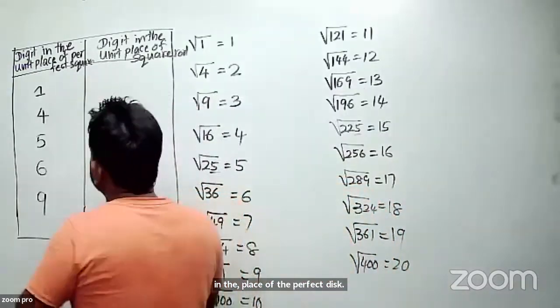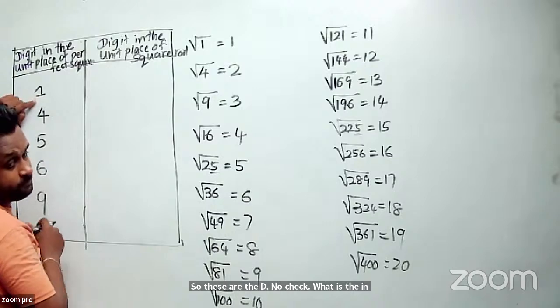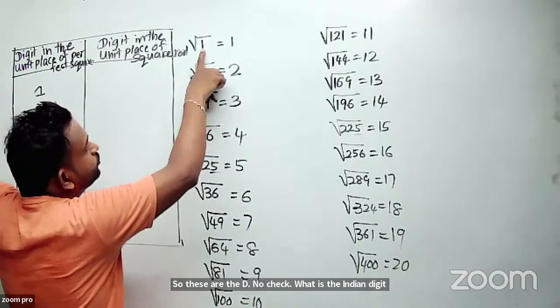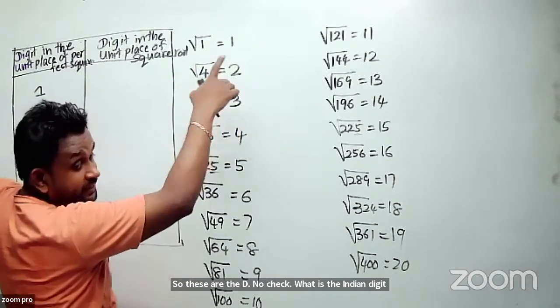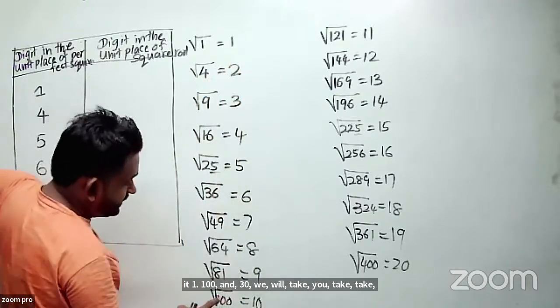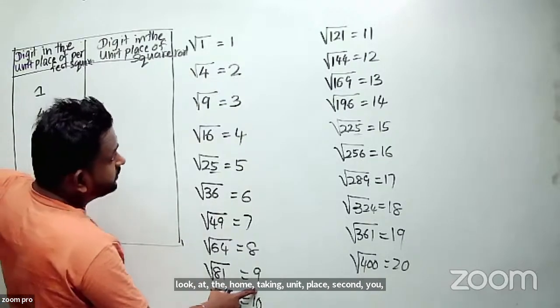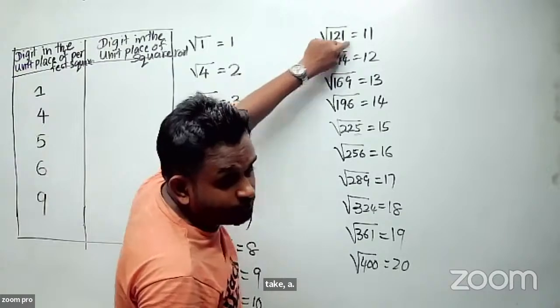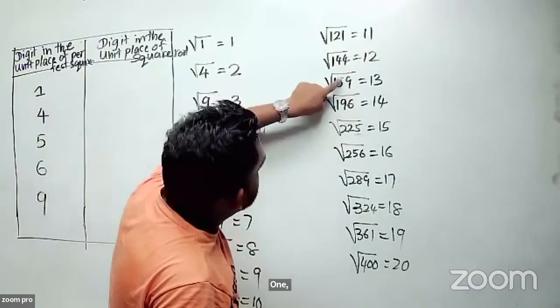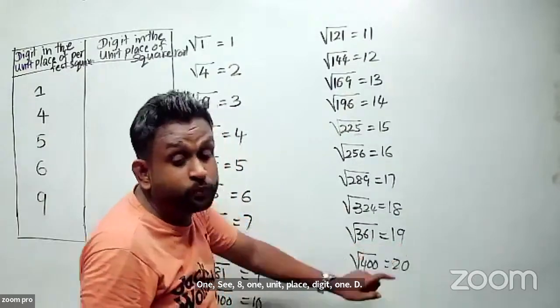Now check what is the square root of ending digit 1. The digit in the unit place of the root, son. Unit place digit 1. And here check ending digit 1, then unit place digit 9. See, ending digit 1, unit place digit 1. Ending digit 1, unit place digit 9.